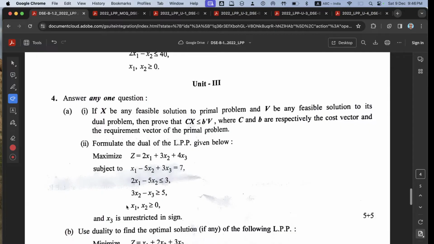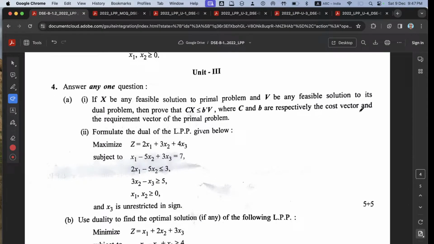Unit 3, question 4A1. If X is any feasible solution to the primal problem and V is any feasible solution to its dual problem, then prove that Cx less than or equal to B dash V, where C and B are respectively the cost vector and requirement vector of the primal problem.